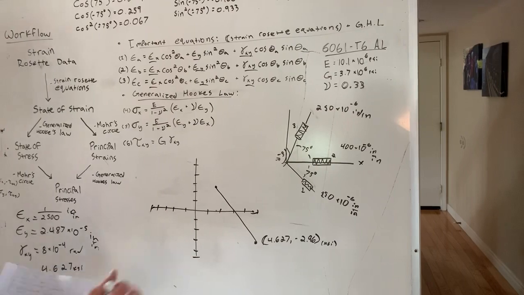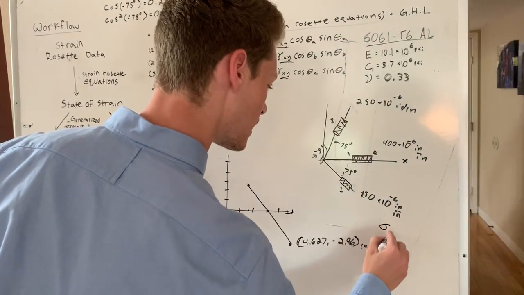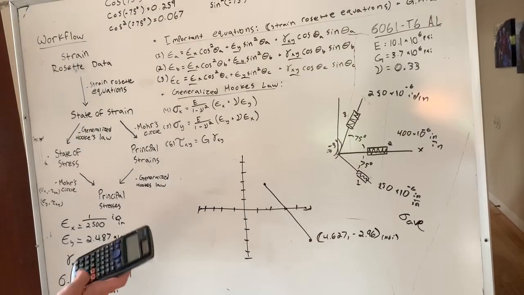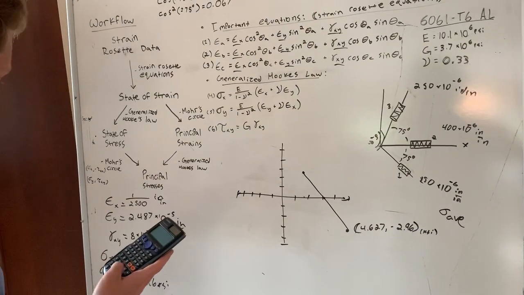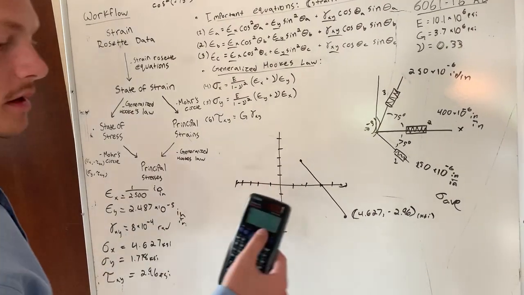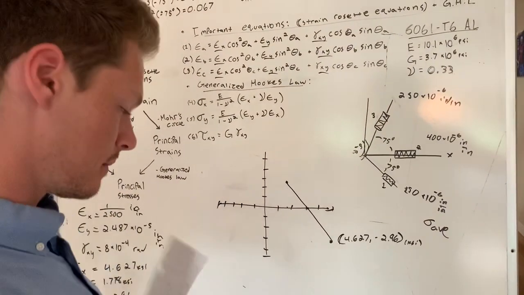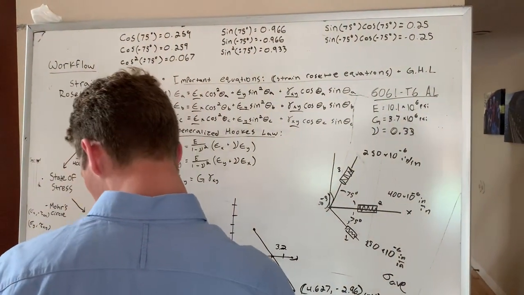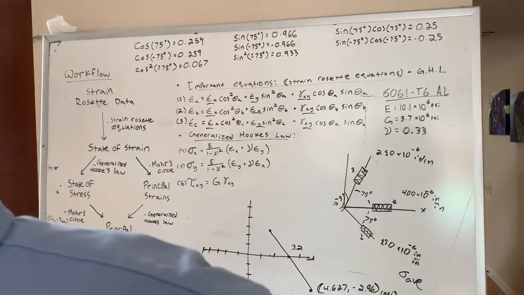And then this number right here is going to be our average stress, which is very easy to find. What you do is you take these two stresses, add them, and divide by 2. 4.627 plus 1.778 divided by 2. We get our average stress is 3.202, so let's just leave it at 3.2.